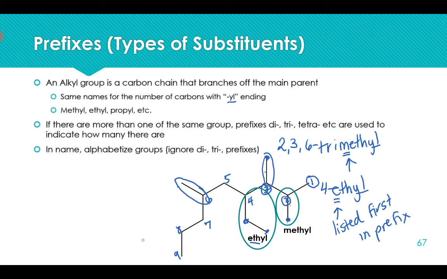Sometimes it's hard to plan your spacing, so you just kind of have to write your name in pieces and then put it together. So we said the 4-ethyl was going to come in first. So that's 4-ethyl, 2, 3, 6, trimethyl, nonane.